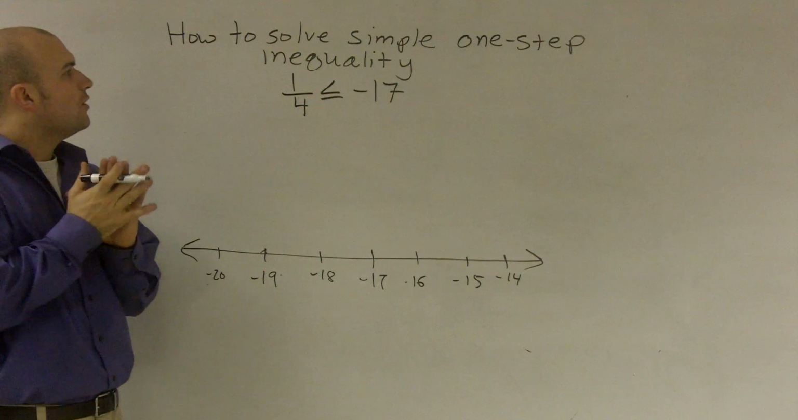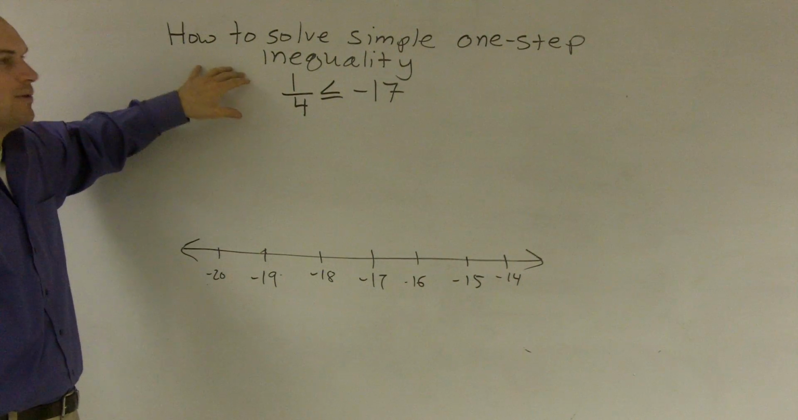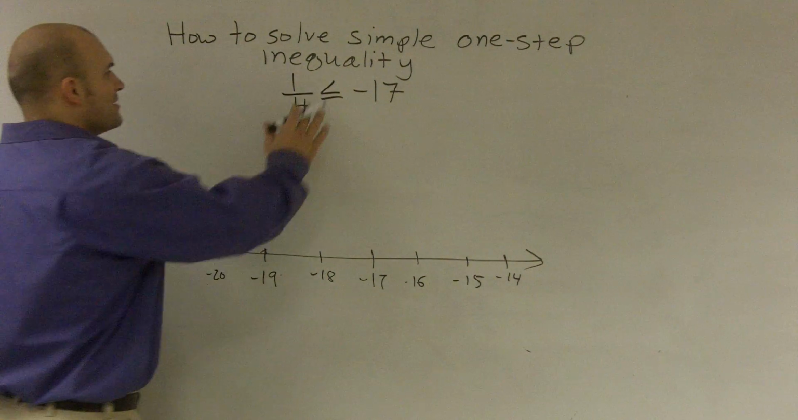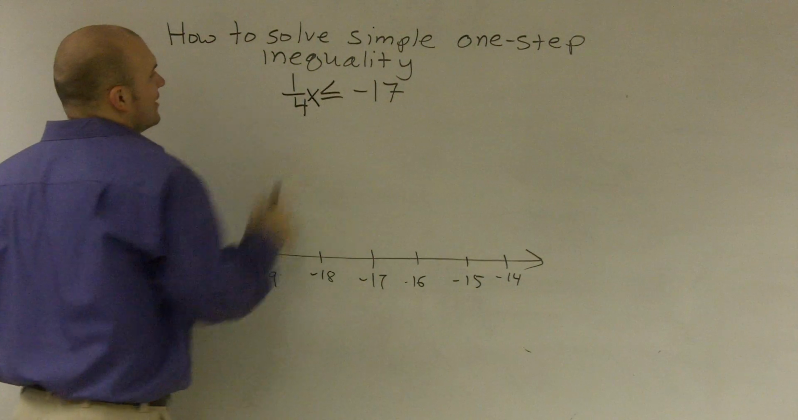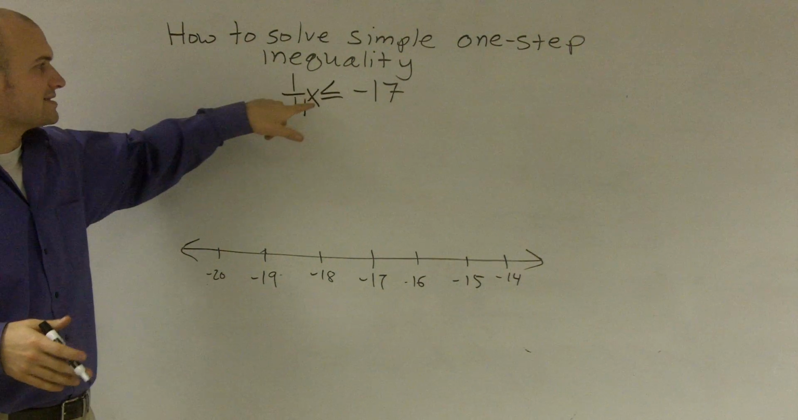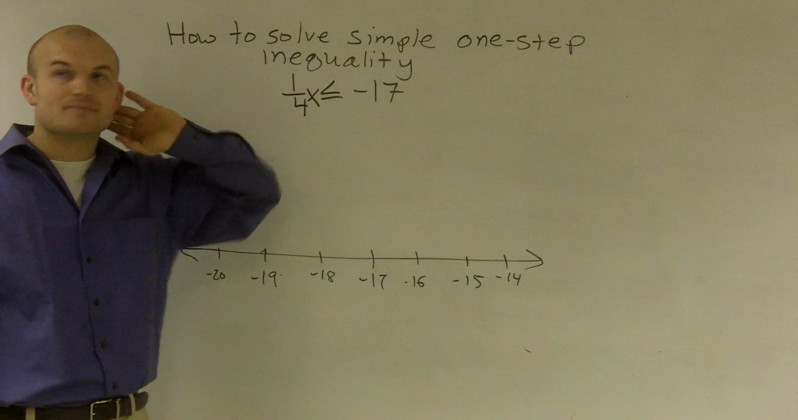Alright, here we go. What I'd like to do is show you guys how to solve simple one-step inequalities. On this inequality, what we have is 1/4 multiplied times x is less than or equal to negative 17.